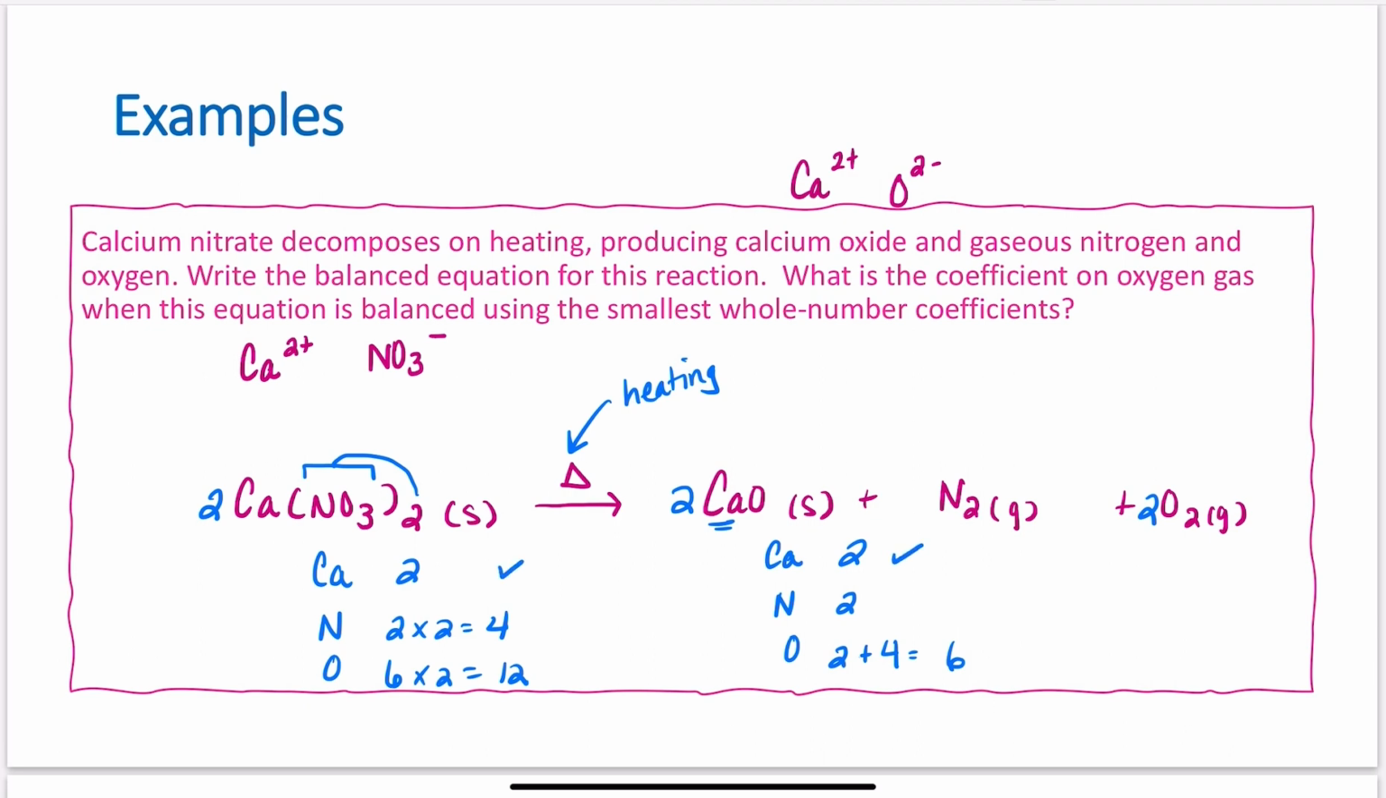So my calciums are balanced, but my nitrogens are no longer balanced. I can go ahead and multiply this by 2, giving me a 4. That's balanced. But my oxygens are not. I need 12 oxygens. Right now, as written, I only have 2 plus 2, I only have 4. But I can make this into the 10 oxygens I need to get my overall 12. So the coefficient, that number I'm looking for right there, is a 5. The smallest whole number coefficient on oxygen is going to be a 5.